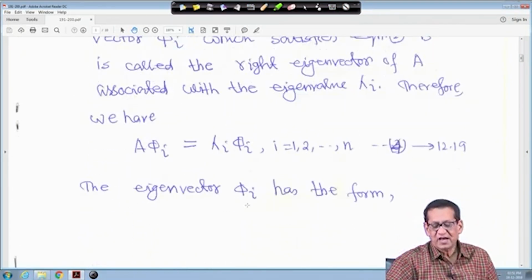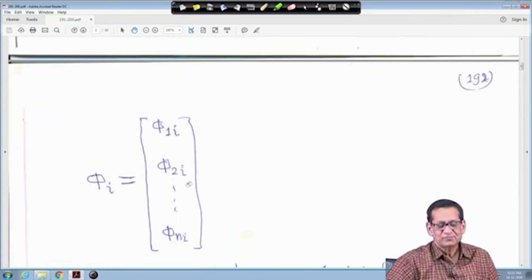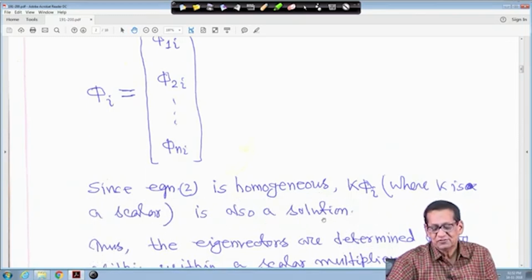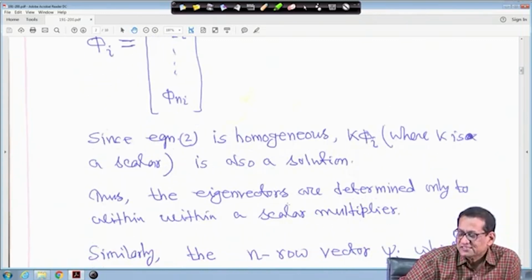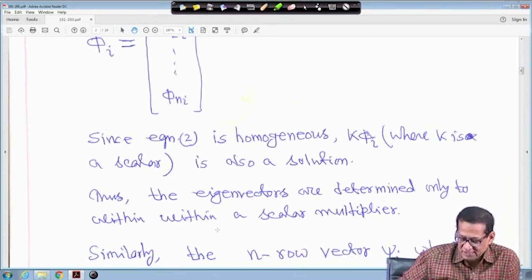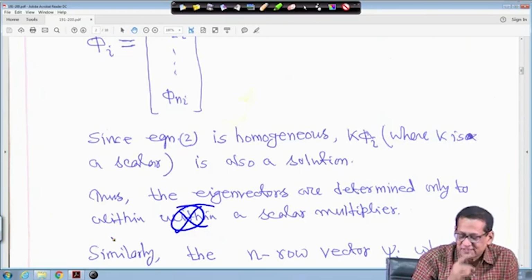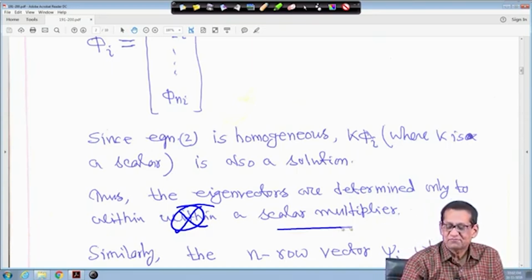The eigenvector phi i has the form phi i equal to phi 1i, phi 2i up to phi ni. Since equation 2 is homogeneous, k phi i, where k is a scalar, is also a solution. Thus the eigenvectors are determined only to within a scalar multiplier.